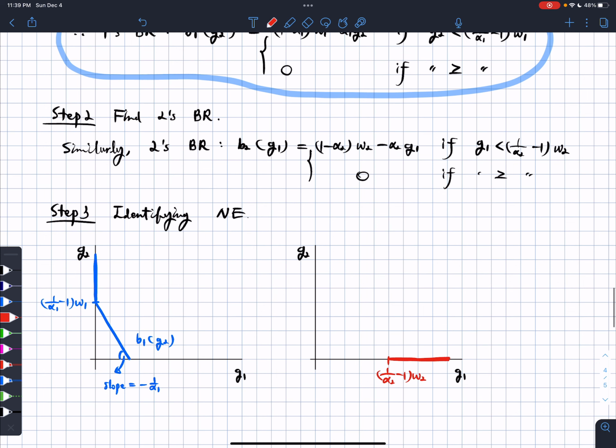No, it doesn't look like a straight line, so let me draw it again. And this one has a slope of minus alpha 2, right? Now what we need to do is to put these in the same space. By the way, this is 2's best response, so let me indicate that it's B2 of G2.